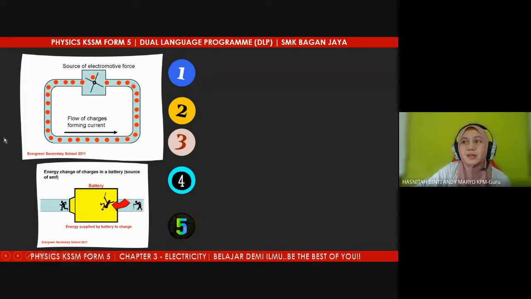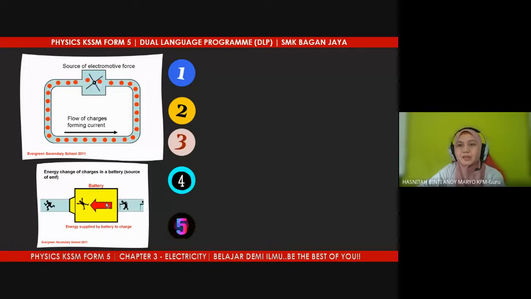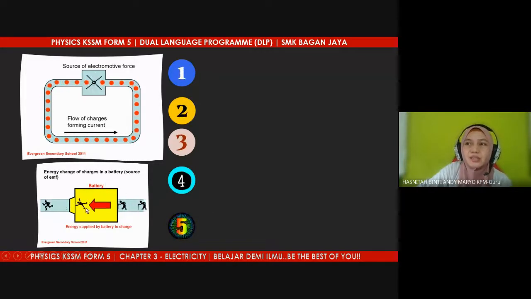Students, any idea you can get from this short simulation, either the top or the bottom one? Look at the bottom one. This is a battery. Nicholas, just now you mentioned battery. It's written there, energy change of charges in a battery as a source of EMF. So what do these people represent? The battery supplies forward force for charged particles to move forward, which we call electromotive force. If you look at this bottom simulation, the people here represent the charge.